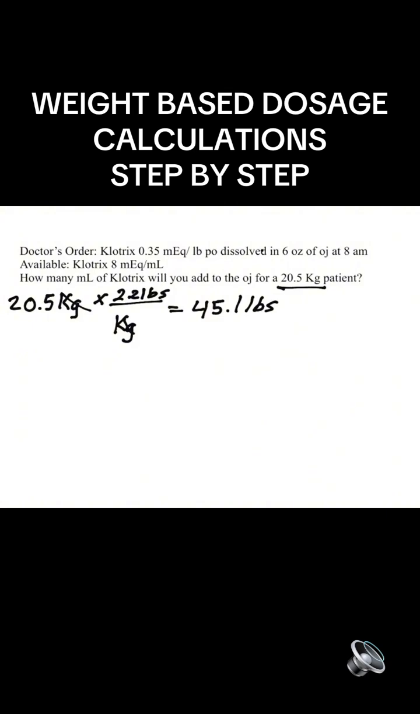All right, now let's start with the physician's order. So what is the physician's order? So the physician order is 0.35 milliequivalents per pound. So first, what I always tell you guys, write to the side what our answer needs to end in. So our answer needs to end in mL. So let's just write that down to the side just so we can keep track.